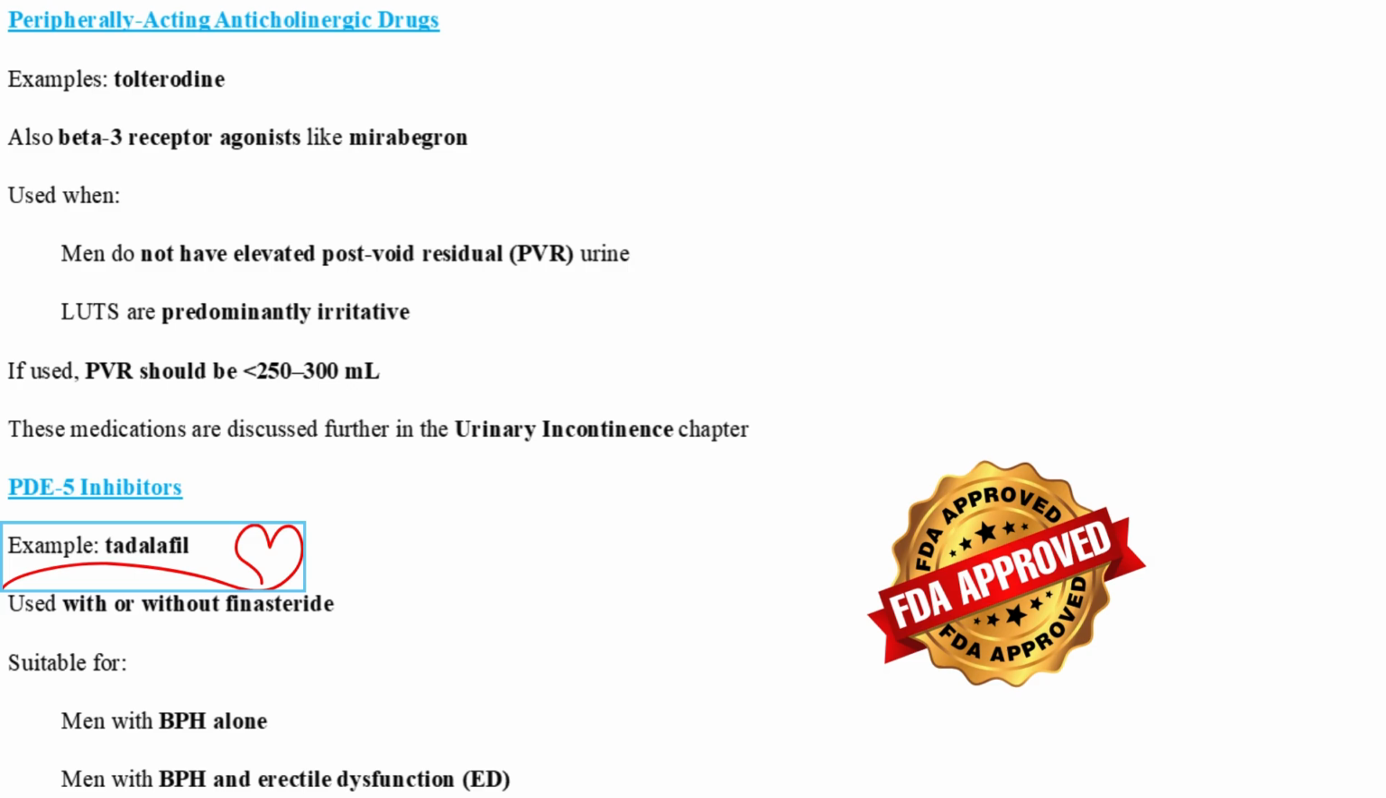Those are phosphodiesterase 5 inhibitors, or PDE5 inhibitors. Though not fully understood, these drugs are believed to work by decreasing smooth muscle and endothelial cell proliferation. They reduce nerve activity and improve blood flow to the prostate and the bladder by relaxing the smooth muscle. The key player here is tadalafil.